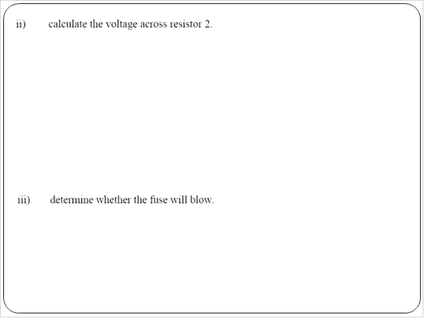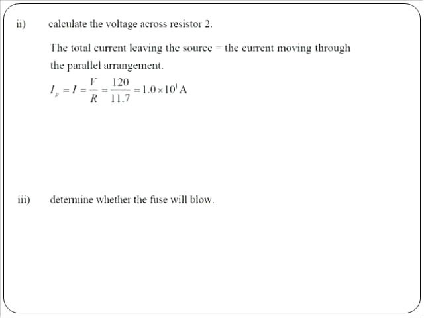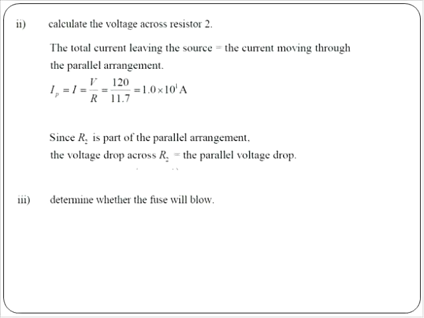So total current leaving the source is the current moving through the parallel part. So current in the parallel is V over R. Okay, 120 over 11.7. And then since R2 is part of the parallel part, V2 equals the voltage across the parallel, which is IP times RP. And there you go. There it is.